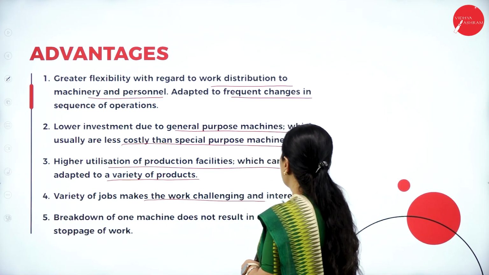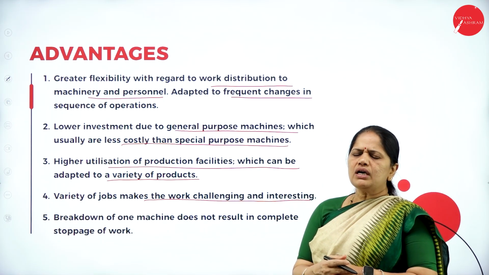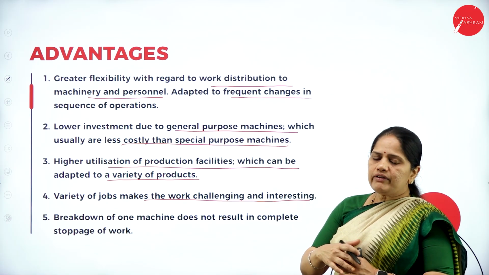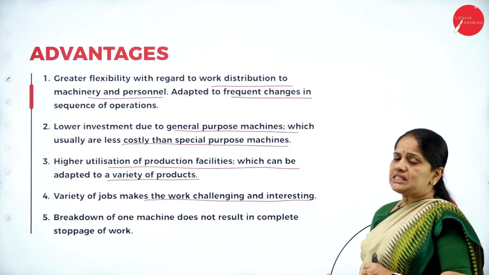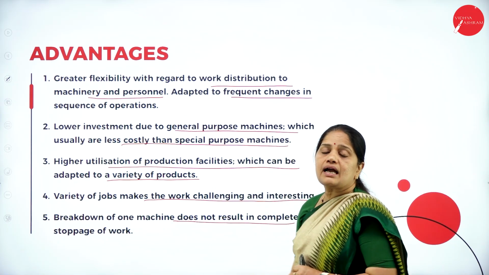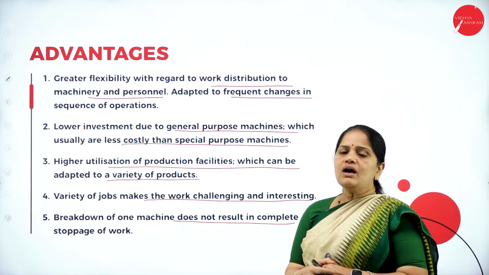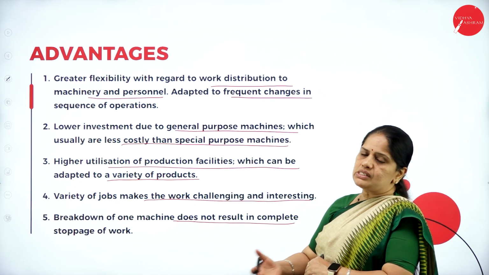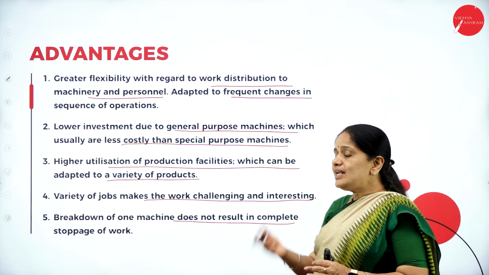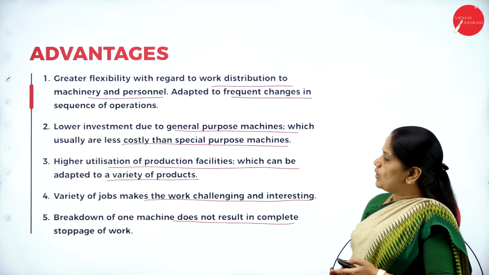Then variety of jobs makes the work challenging and interesting. So whenever we are working in a process layout, similar products will not be produced, and as a result there will be a variety of work and each work will be challenging and interesting. Breakdown of one machine does not result in complete stoppage of work. In the case of this process layout, once the process is over, it moves from one process to another. So even if there is a breakdown in any one of the machinery, it will not lead to stoppage of the work.